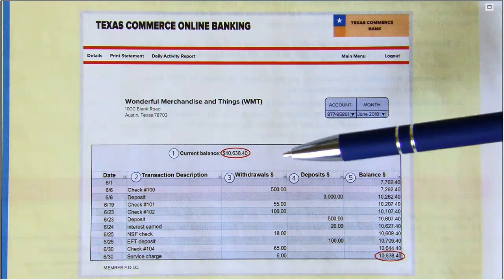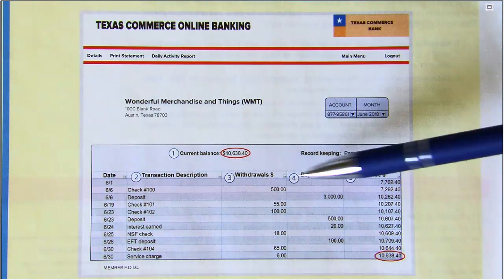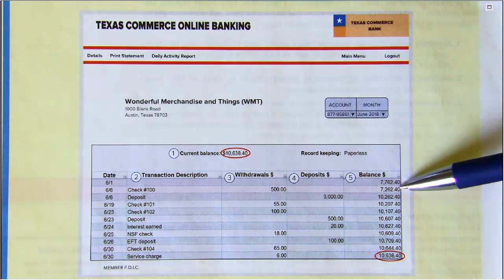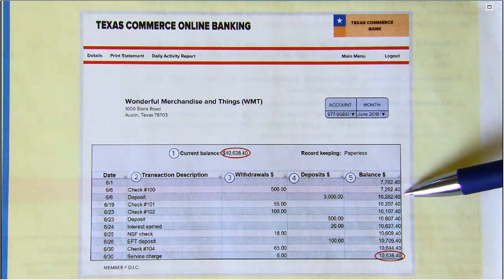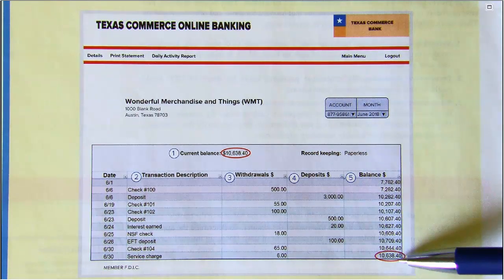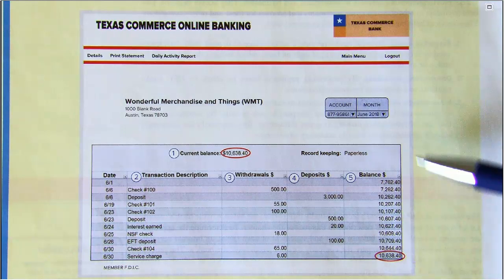Notice that withdrawals decrease your balance, and deposits increase your balance. So we have a running balance from day to day, and then at the very end we have our ending balance for the account, in this case for June 30th.